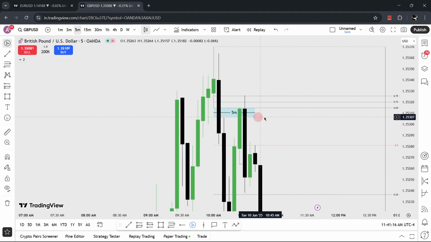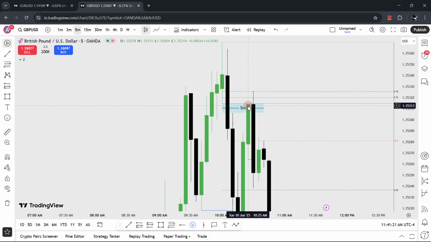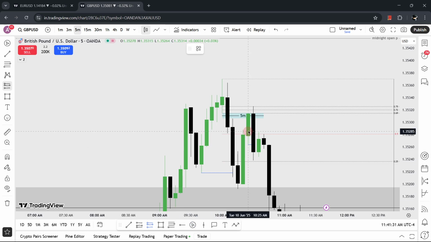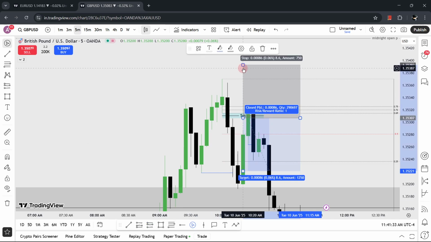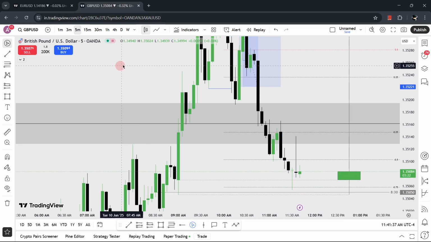That 5 minute fair value gap. Look how perfectly the candle closed inside this 5 minute fair value gap, and look at how precisely it respected the 75% level. So my initial thought was to take an entry here, with the stop loss here. It was my initial setup.